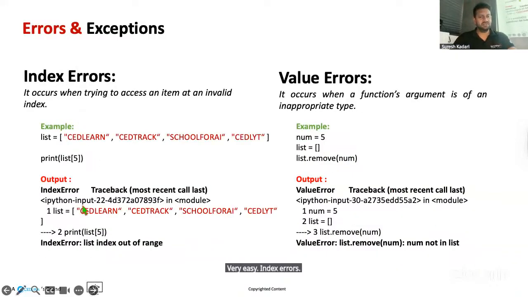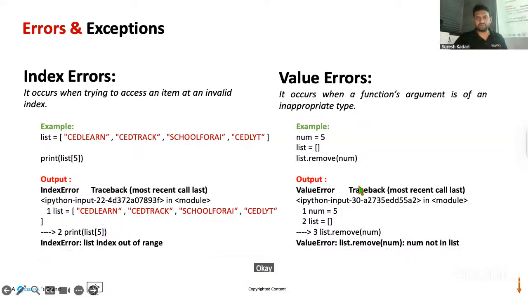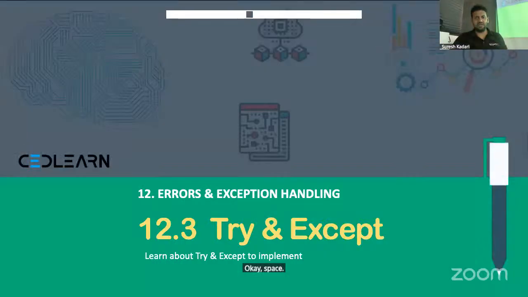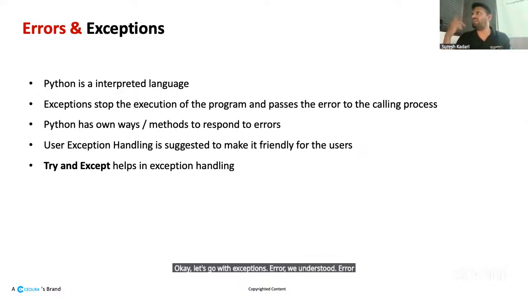Index errors. So I'm indexing something. Very good. List out of range. Value error. Okay, it occurs when the function's argument is of an inappropriate type. For example, list remove number. Number is not in the list. Okay, good. Name error, we know. Why is this an error? It should be num, not number. Indentation, we know indentation. Okay, space. And what is try? Okay, let's go with exceptions. Errors we understood. What is an exception?